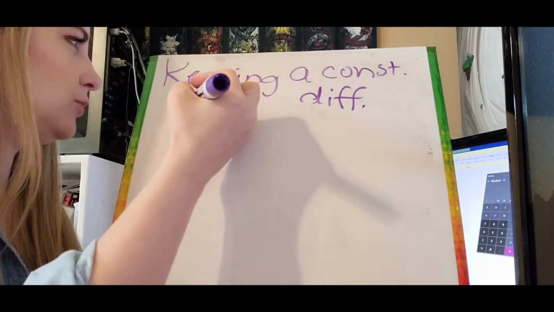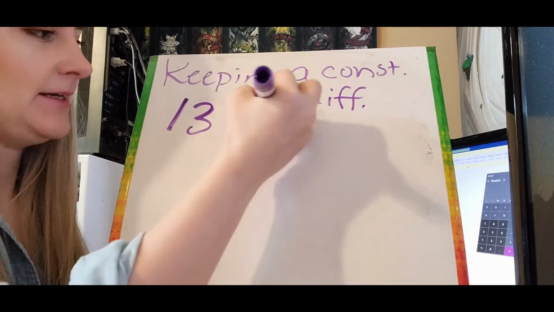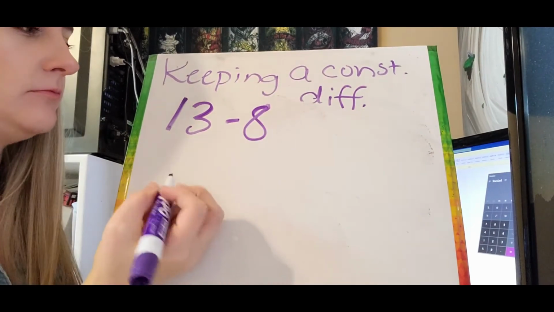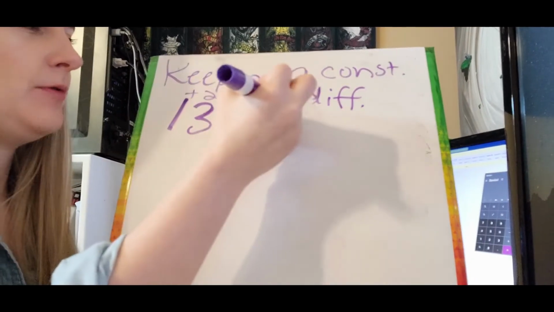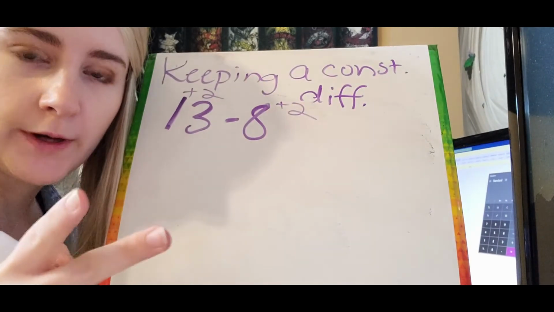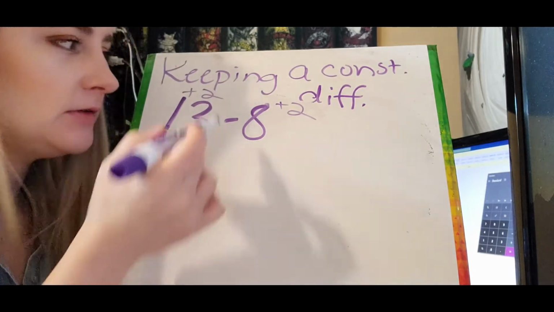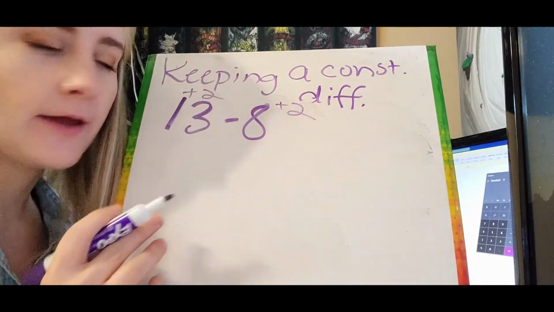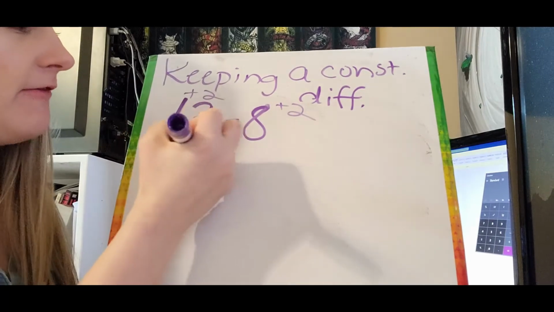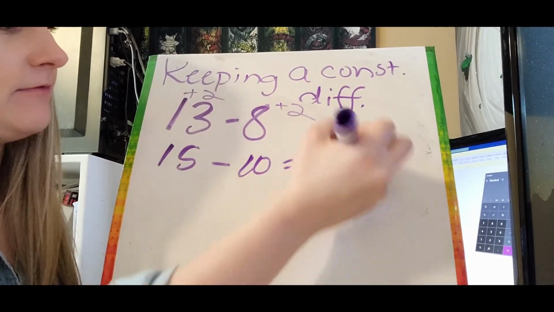Let's do 13 minus 8. Again, I'm going to add 2 to both of these. And I know I've been doing the number 2 quite a bit, but you can do it by any amount that you like. So now we have 15 minus 10, which is going to give us 5.